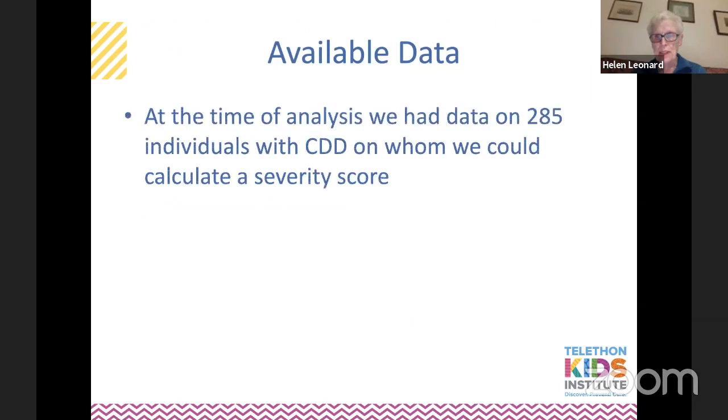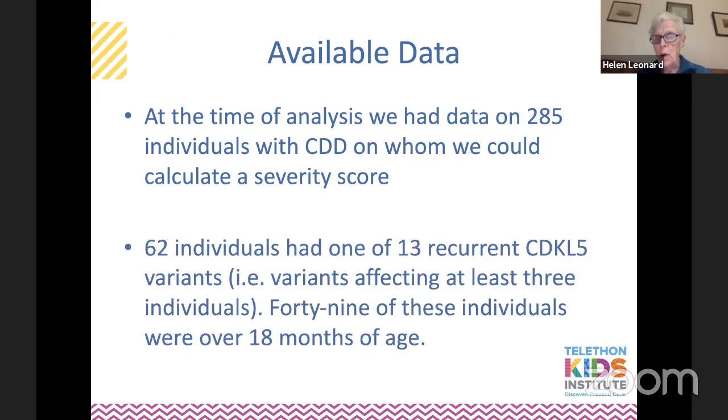Anyway, the available data that we had for this study was on 285 individuals with CDD, on whom we were able to calculate a severity score. We had 62 with one of 13 recurrent variants, and 49 of these 62 were over 18 months of age.